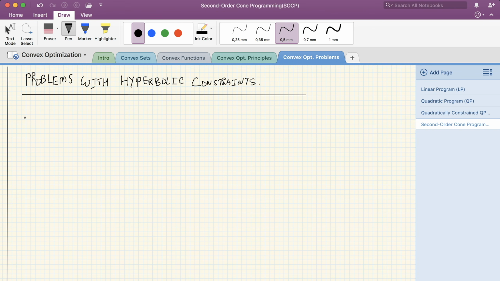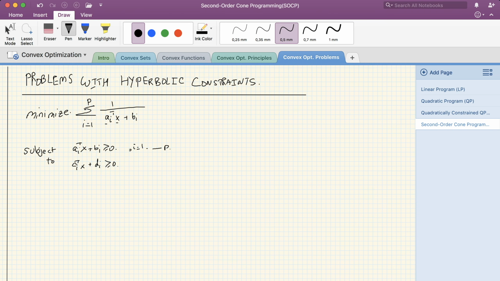So assume that we're minimizing the following sum of linear fractions, so 1 over a_i transpose x plus b_i, subject to the denominators being positive and some other linear inequalities. We've got p such denominators since the sum is going from 1 to p, and we've got, let's say, q other linear inequality constraints. Now note that this is still convex. Linear fractions are convex.